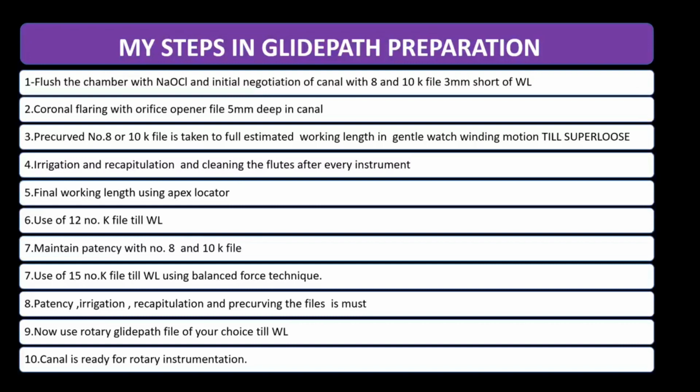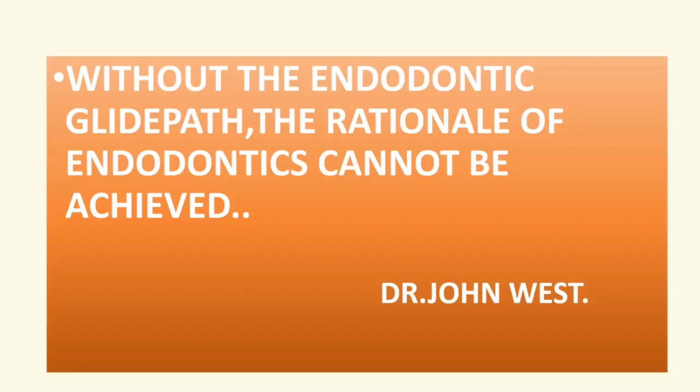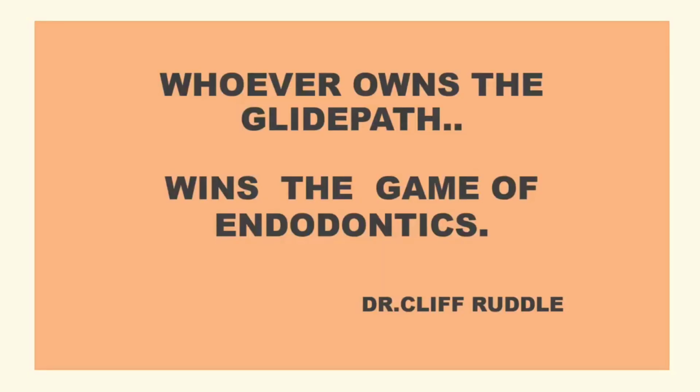Final working length using an apex locator. Then use a number 12 K file till the working length. Maintain patency with number 8 and number 10 K files. Then use a number 15 K file till working length using the balanced force technique. Patency, irrigation, recapitulation and pre-curving the file is a must. Now you can use the rotary glide path file of your choice till the working length. And now the canal is ready for rotary instrumentation.